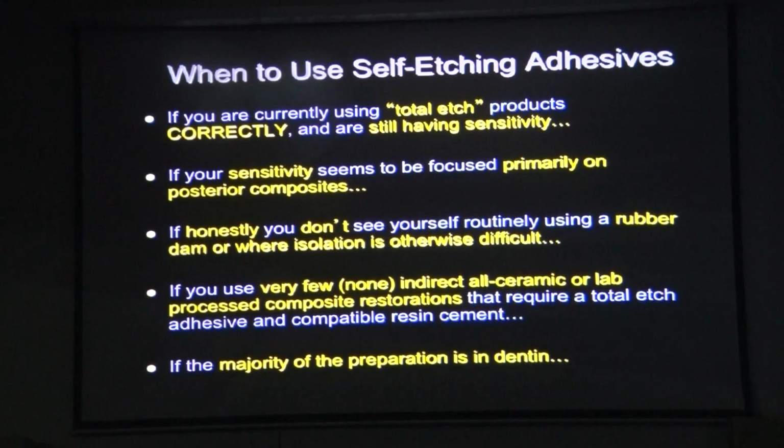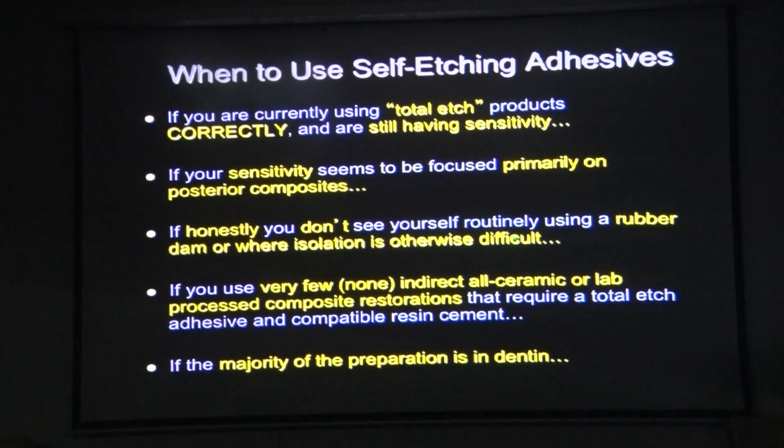But then again there is some confusion about when to use self-etch. So these are my points, my experience. If you are using total etch correctly but you still have some problems, you can switch to self-etch. If your sensitivity seems to be focused primarily on posterior, that's the usual thing that happens. Most of the posterior composites fail because of sensitivity, and use self-etch.